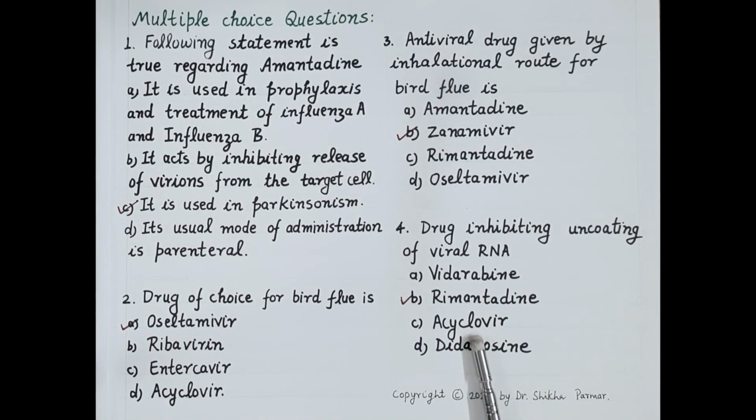Then acyclovir. Acyclovir is an anti-herpes virus drug that competitively inhibits the viral DNA polymerase. Then didanosine, it is an anti-HIV drug and it is a nucleoside reverse transcriptase inhibitor. So the correct option is rimantadine. So rimantadine is a drug that inhibits uncoating in the viral RNA. It inhibits uncoating in the influenza virus.